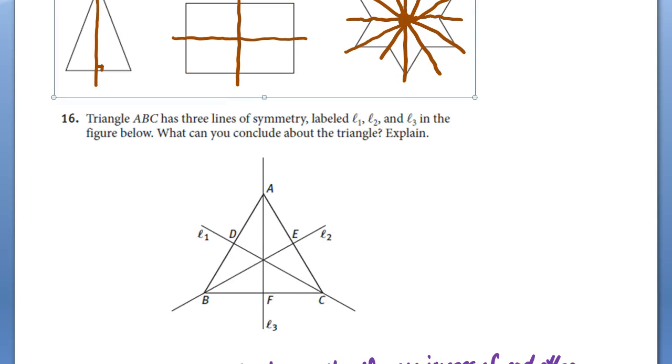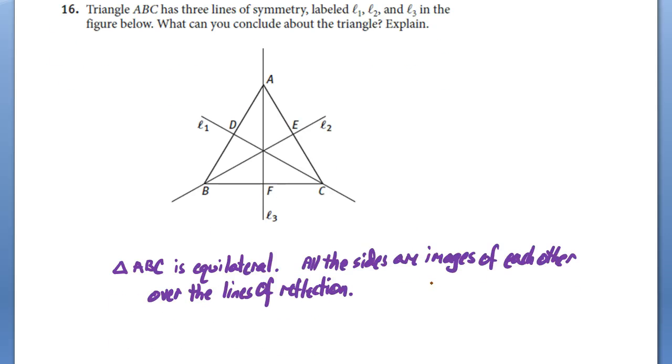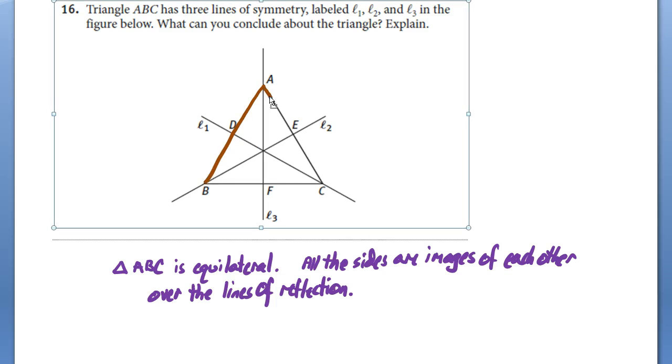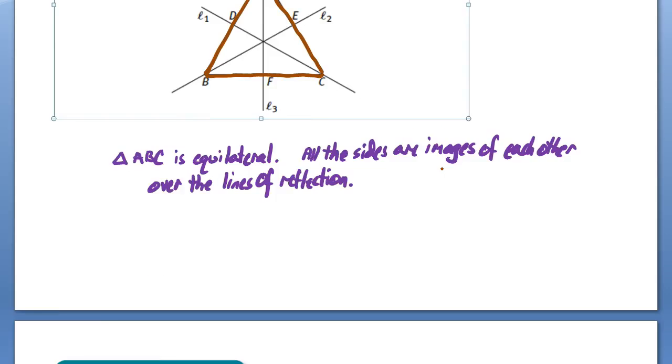Number 16, triangle ABC has 3 lines of symmetry labeled L1, L2, and L3. What can you conclude about triangle ABC? Well, I think triangle ABC is an equilateral triangle. And here's why I know that. Because all of the sides are images of each other over the lines of reflection. So this side right here is an image of this side, which is an image of this side over those various diagonal lines of reflection. And because they're images of each other, they will have to be the same length. And a triangle with 3 sides the same length is an equilateral triangle.